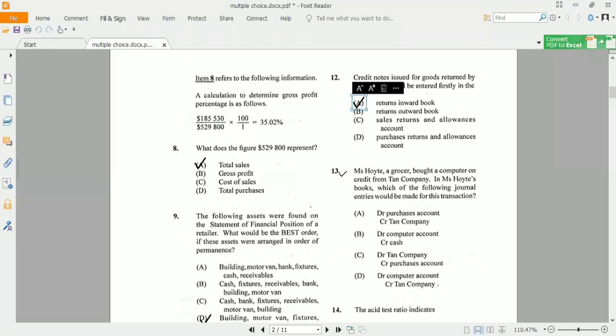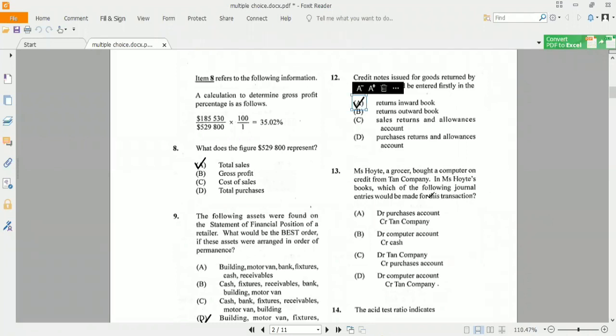Number 13. I don't know how to pronounce his name, but a grocer bought a computer on credit from TAN Company, and they're asking you, would this be recorded in the buyer's book? It means that your business, look at it as your business. If you buy the computer on credit from TAN Company, which account are you going to debit and which one you're going to credit?